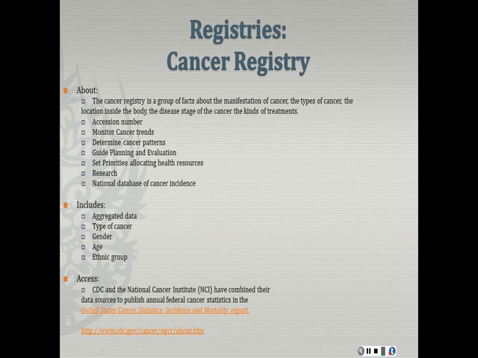Now, the cancer registry includes aggregated data: types of cancer, gender, age, and ethnic group. You can access this, and I took this directly from the CDC's website, hence the reason for that very last link, because like I said, this is where I got it. You can actually access the cancer registry and statistics from this link here at the CDC. It's the National Cancer Institute. They've combined their data sources so that they can publish yearly federal cancer statistics at this website.